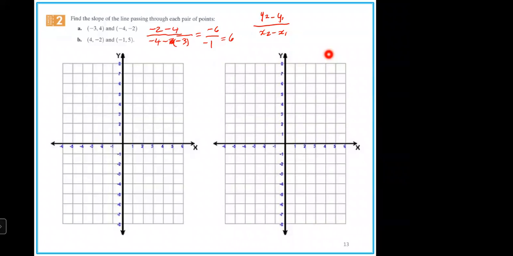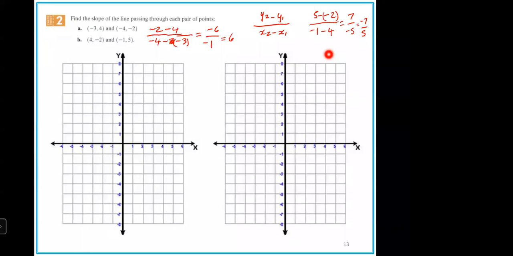Miss La Rochelle, what do you have for the next one? For the next one, I have 5 minus -2 over -1 minus 4. And that's 7 over -5, which is equal to -7 over 5.